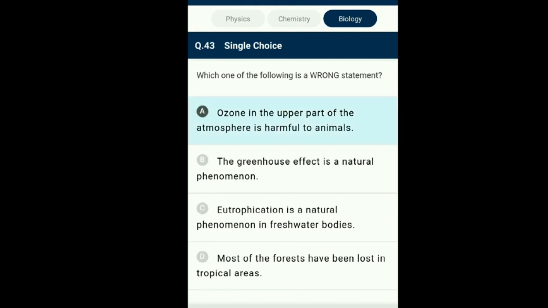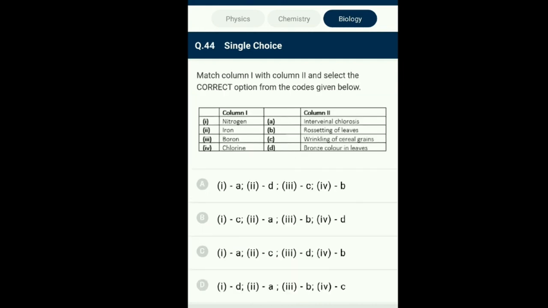Statement B. The greenhouse effect is a natural phenomenon. Yes, that is a correct statement. Statement C. Eutrophication is a natural phenomenon in freshwater bodies. Is correct. D. Most of the forests have been lost in tropic areas. Is correct. So out of 4 statements, statement A alone is wrongly given. Question number 44. Match column 1 with column 2 with the correct options.